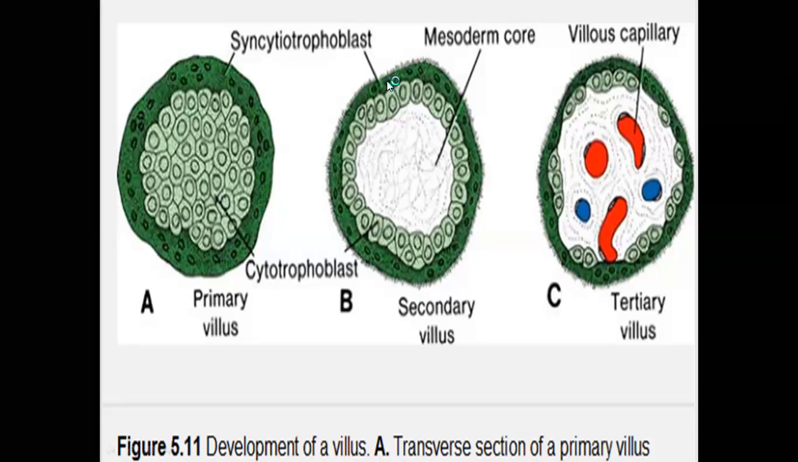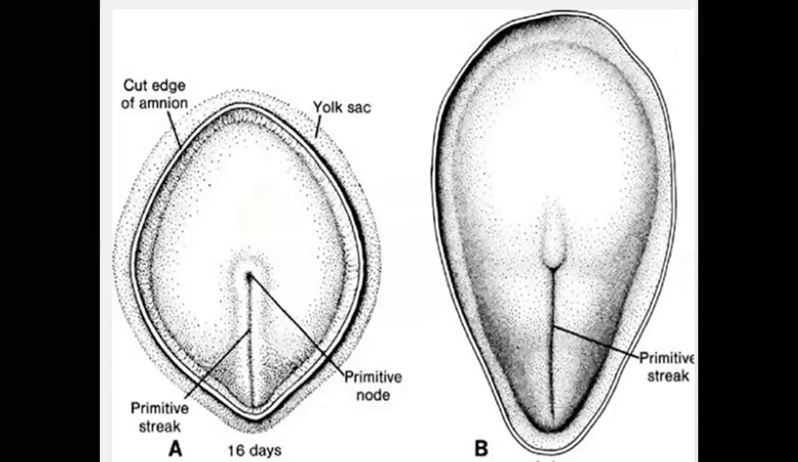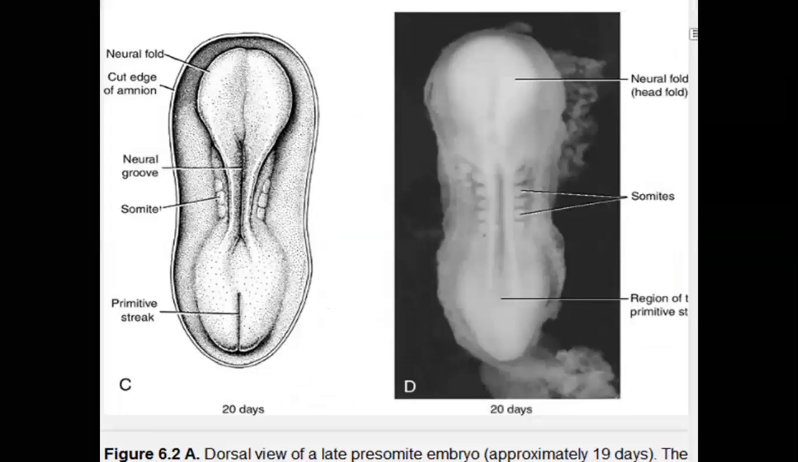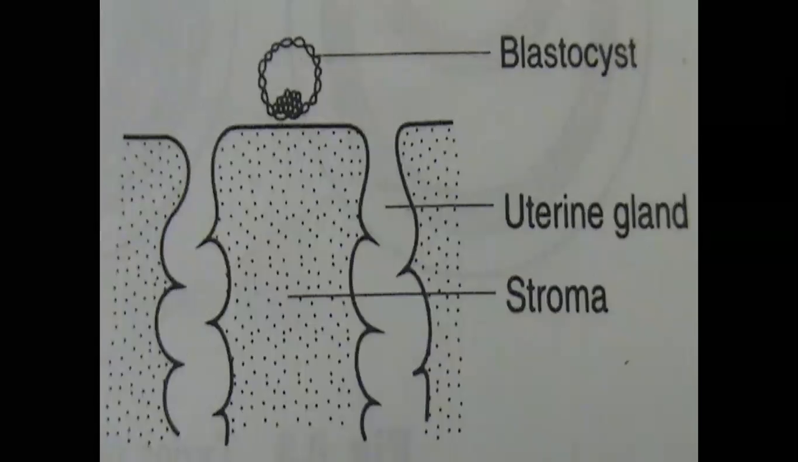Secondary villi have mesoderm in the core, in the center. In tertiary villi, you have the capillaries. So these are the primary, secondary and tertiary villi. In this way, villi are formed. Now I'll show you how to draw this for the examination. These are for the examination point of view; that was for your understanding.